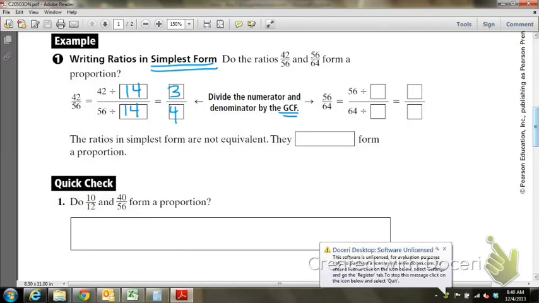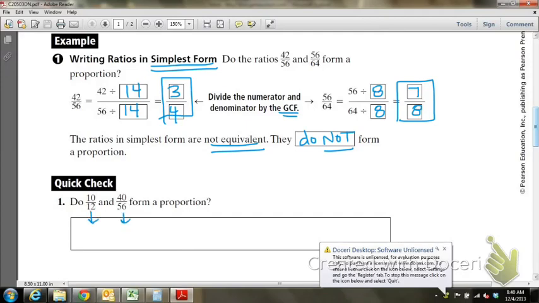Now looking at my other fraction, 56 and 64, the GCF of those two is 8. So 56 divided by 8 is 7, and 64 divided by 8 is 8. Okay, the ratios in simplest form, 3/4 and 7/8, they're not equal. They're not equivalent. So they do not form a proportion. So now you're going to reduce both of these fractions by dividing top and bottom by the GCF. And then if you get the same fraction, if both of them reduce or simplify down to the same fraction, you'll say yes. If they reduce down to different fractions, you'll say no, they don't form a proportion. So pause the video and try that quick check before moving on.